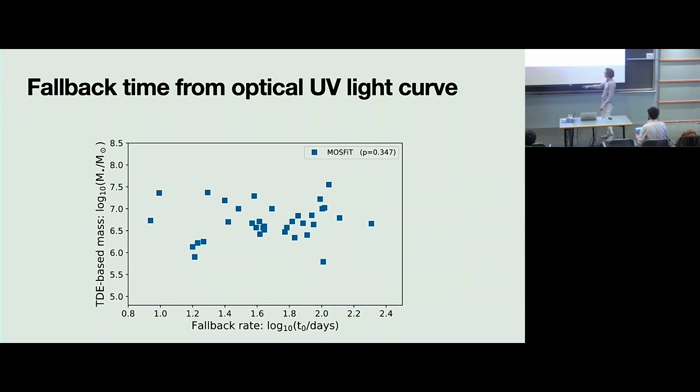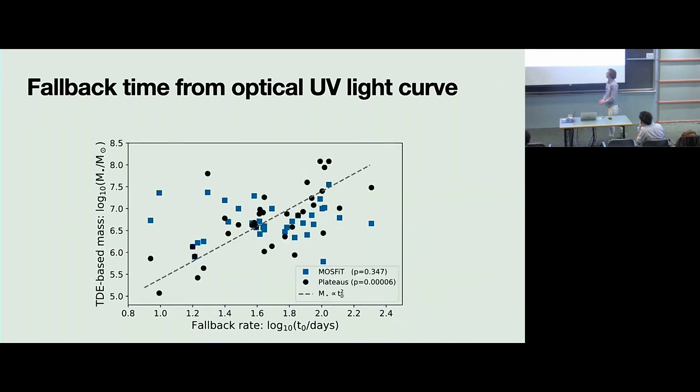Just measure the fallback rate, which is again this t to the minus 5/3 decay, and compare it to the mass you get from the more complicated models. Then this is what you get. The plateau-based masses are very strongly correlated with the fallback rate, and the MOSFET masses are not, which is perhaps surprising because ultimately MOSFET is turning a fallback curve into a luminosity.